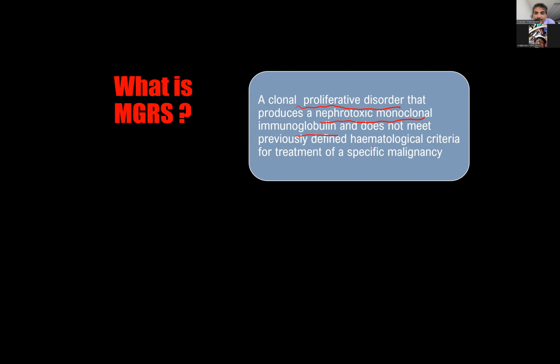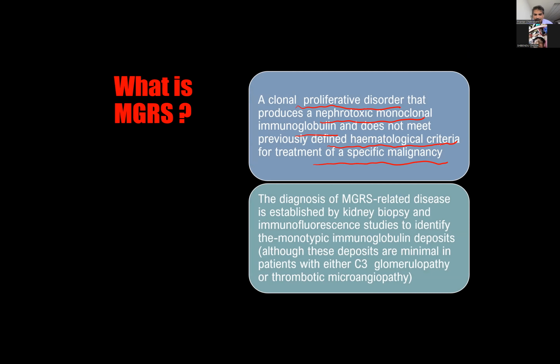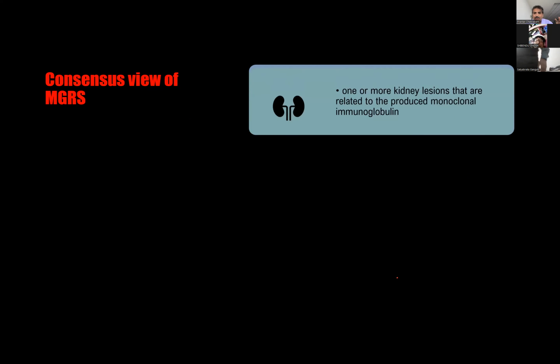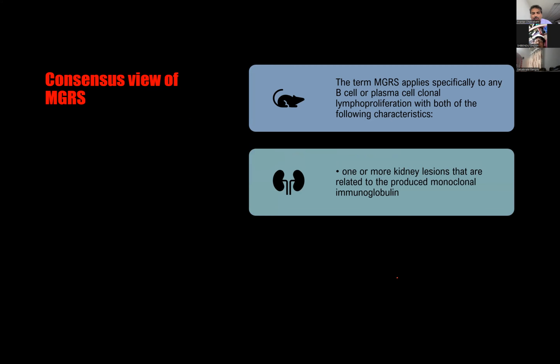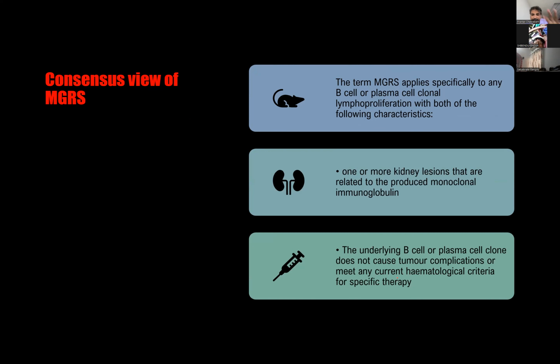It does not meet previously defined hematological criteria for treatment of a specific malignancy, be it lymphoma or myeloma, because B-cell clonal disorders can also give rise to it. I have such patients. But the diagnosis is established by kidney biopsy and immunofluorescence studies. Monotypic immunoglobulin deposits might be minimal in C3 glomerulopathy or in thrombotic microangiopathy. So remember, MGRS itself is not one disease. I do not want to confuse you, but it is basically a B cell or plasma cell clonal lymphoproliferation with one or more kidney lesions that are related to the monoclonal immunoglobulin, and the underlying B cell or plasma cell clone is not significant. So we can't detect it.